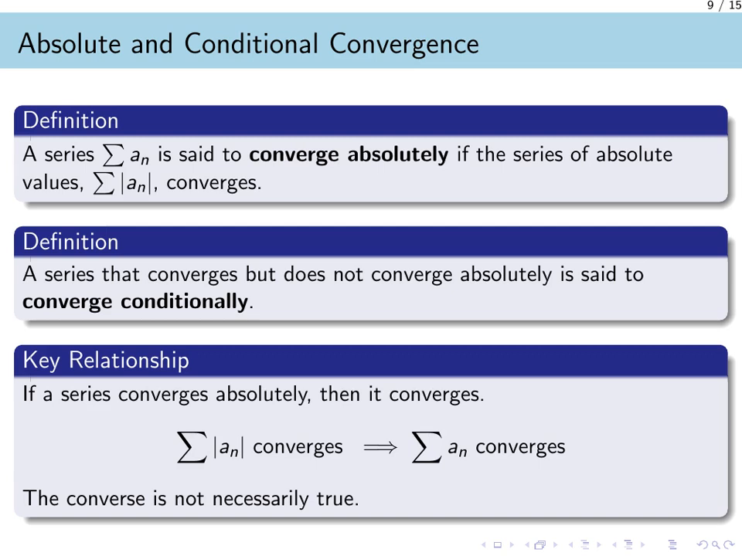This leads to a crucial one-way relationship. If a series converges absolutely, then it is guaranteed to converge. However, the reverse is not necessarily true, as a series can converge without converging absolutely. The essential difference is whether a series relies on its negative terms to converge.